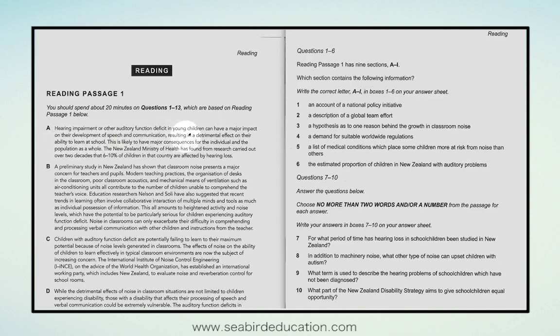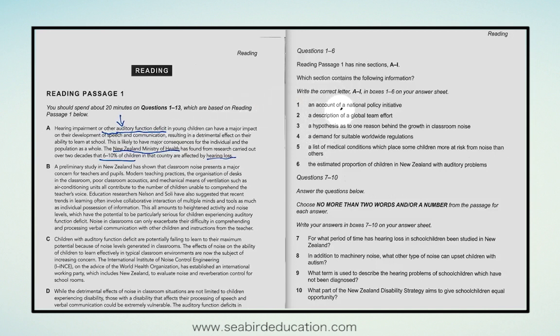Speech and communication resulting in a detrimental effect on their ability to learn in school. This is likely to have major consequences for the individual and the population as a whole. Okay, so the New Zealand Ministry of Health has found from research that 6 to 10% of children are affected by hearing loss. Okay, so it's something related to hearing loss and auditory function deficient. So other auditory, so it's something related to hearing, and auditory is related to hearing. So we get the general idea that it's talking about people with hearing difficulties.